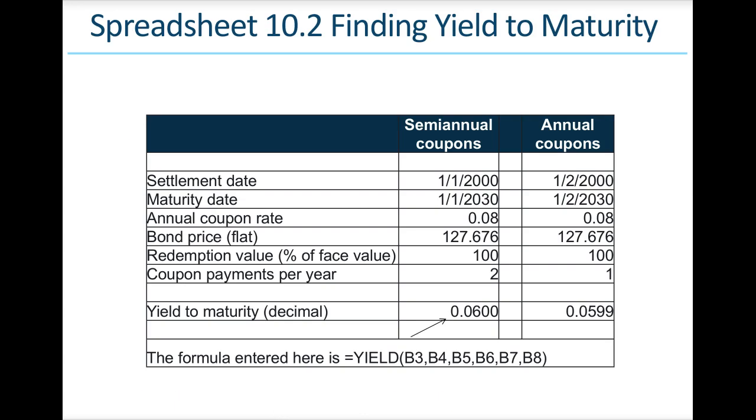So here is the yield to maturity formula that we're going to be calculating in Excel. Basically, we use the inputs of the date, the bond rates, the bond price, the redemption value, and the coupon payments per year, and we calculate the yield to maturity.